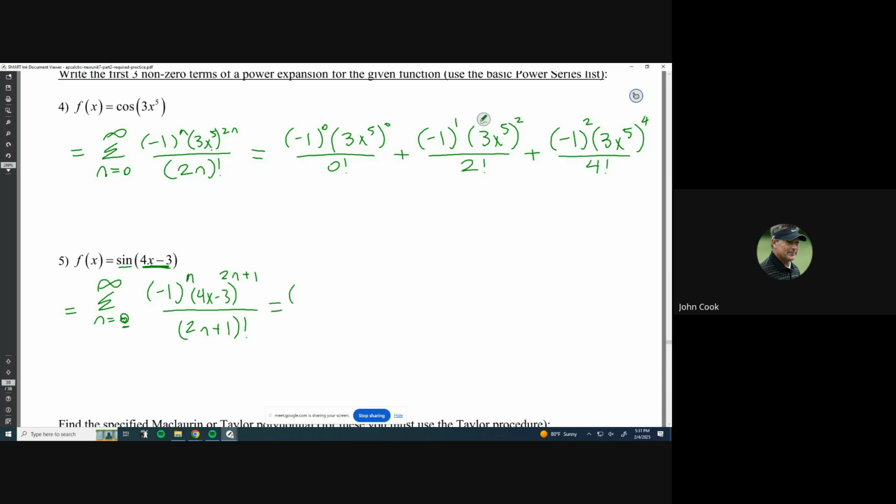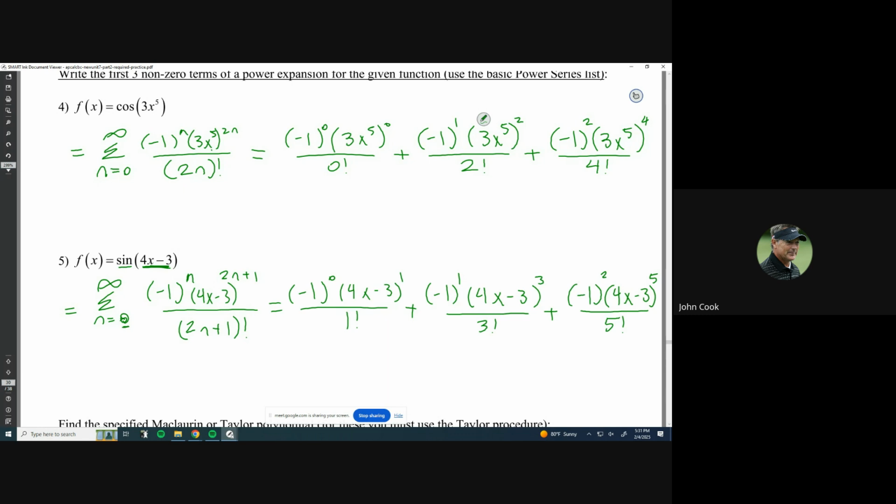So if I plug in 0, I get negative 1 to the 0 power, 4x minus 3 to the 0 power plus 1, so that's the first power, over 2 times 0 plus 1, which is 1 factorial. My next term is n equals 1. So it's going to be negative 1 to the first power, and then 4x minus 3. And then 2 times 1 is 2, 2 plus 1 is 3, over 3 factorial. So it looks like it's just going to be the odds. So the next one is going to be negative 1 to the 2nd power, 4x minus 3 to the 5th power, all over 5 factorial.